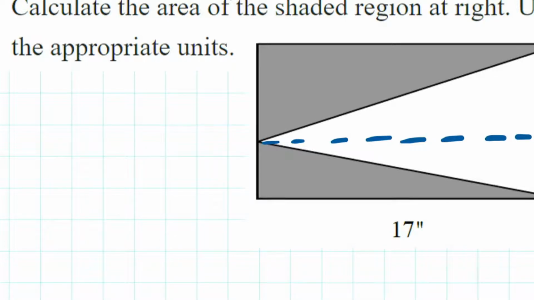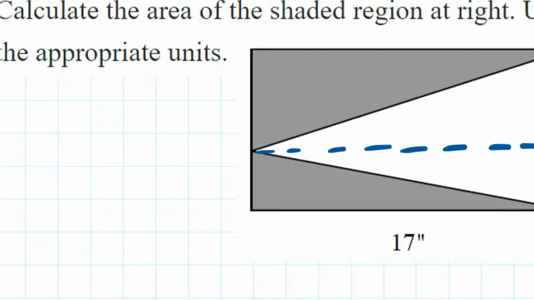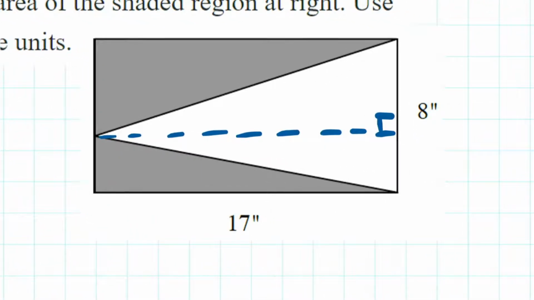Now I'm assuming a few things here. It doesn't tell me it's a rectangle, does it? I'm assuming this is a rectangle. I'm assuming I've got a bunch of right angles here, and I'm assuming that I can draw this altitude and that this would also be 17 units or 17 inches.